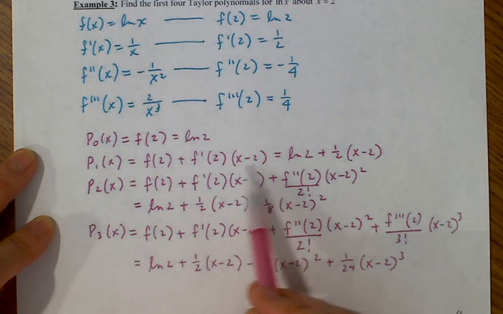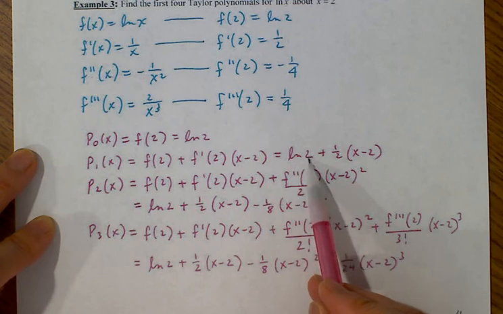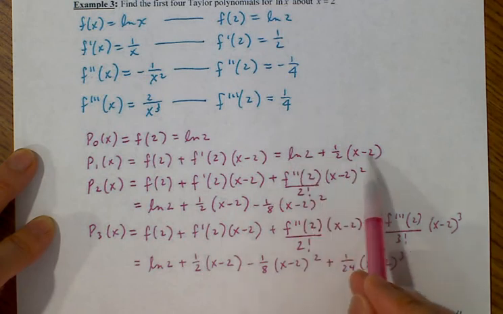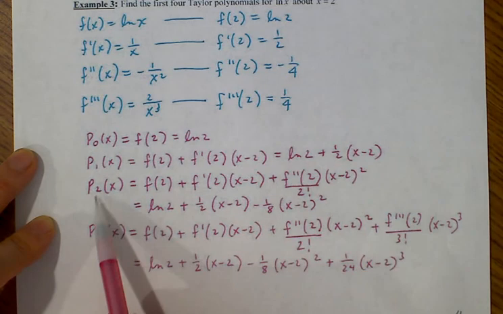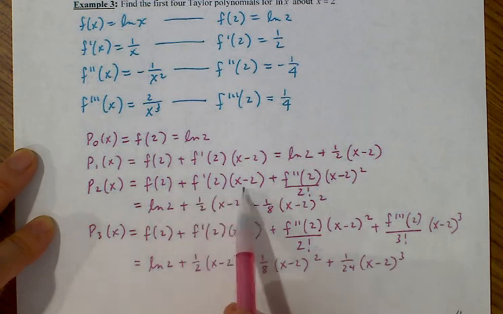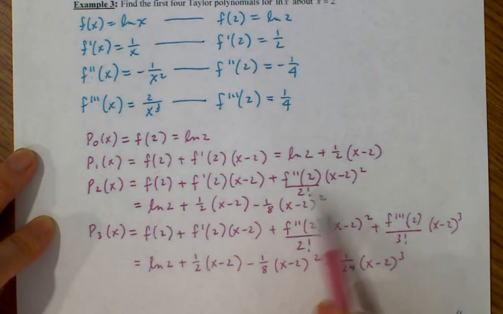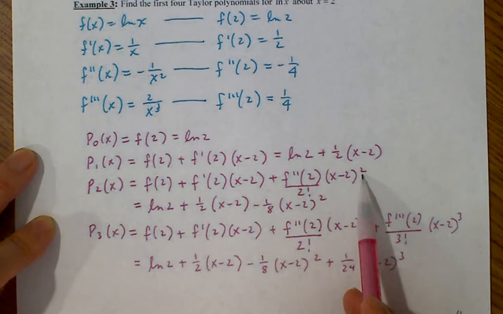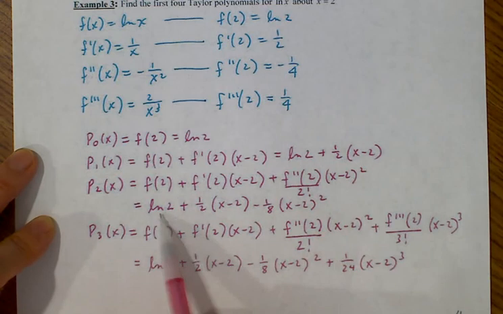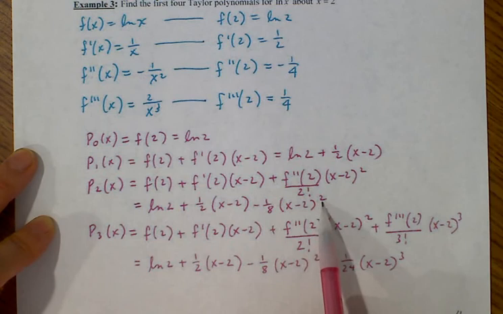This is where it's slightly different from the Maclaurin polynomial, because the center is not at 0, but at 2 now. And so you end up with the natural log of 2 plus 1/2 times x minus 2. Then the second order Taylor polynomial is f of 2 plus f prime of 2 times x minus 2 plus f double prime of 2 all over 2 factorial times x minus 2 squared. When I make that substitution, I get the natural log of 2 plus 1/2 x minus 2 minus 1/8 x minus 2 raised to the second power.